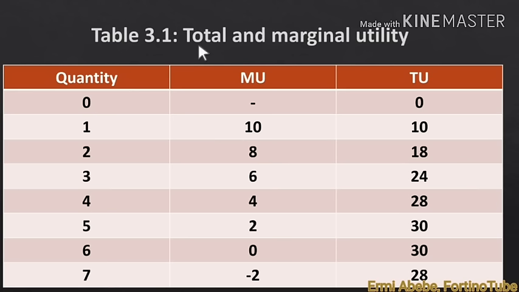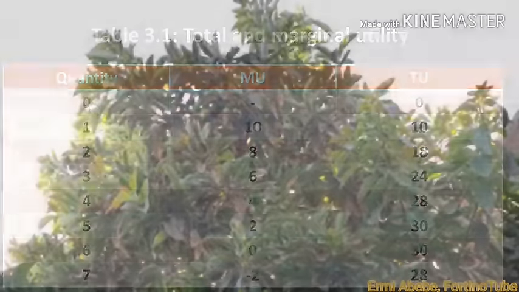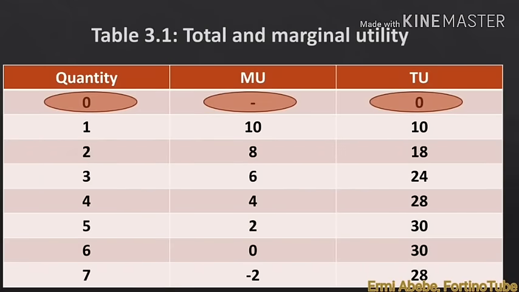Now it is a time for us to see the numerical example for the relationship between total and marginal utility for a given level of consumption. Here we have the quantity that the consumer is consuming. So coming to the first consumption, the consumer consumes glass number 1 only, and it will give us 10 utils of satisfaction ይሰጠናል. ስለዚህ ኮንሱም ያደረግነው glass መጠን ስንት ነው? It is 1. ስለዚህ ከሱ ቶታል የምናገኘው ስንት ይሆናል? 10 ይሆናል ማለት ነው.